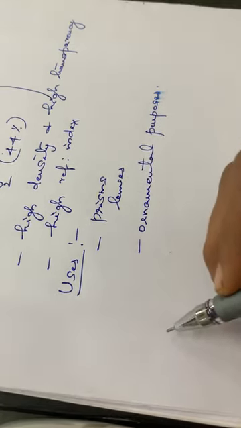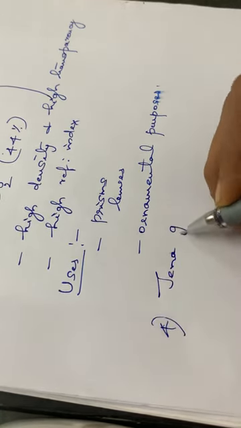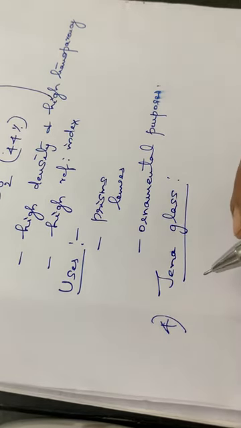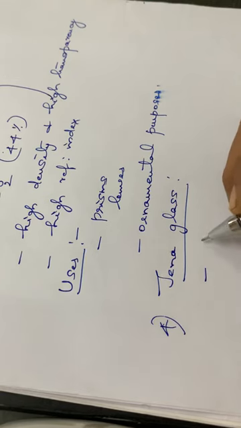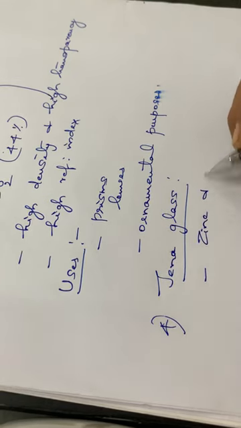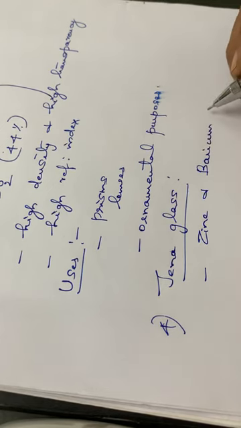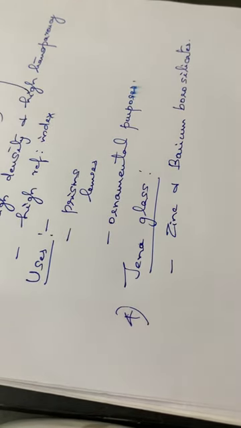Then the next one, the fourth type of glass, is Jena glass. The composition of this Jena glass is a mixture of zinc and barium borosilicates.